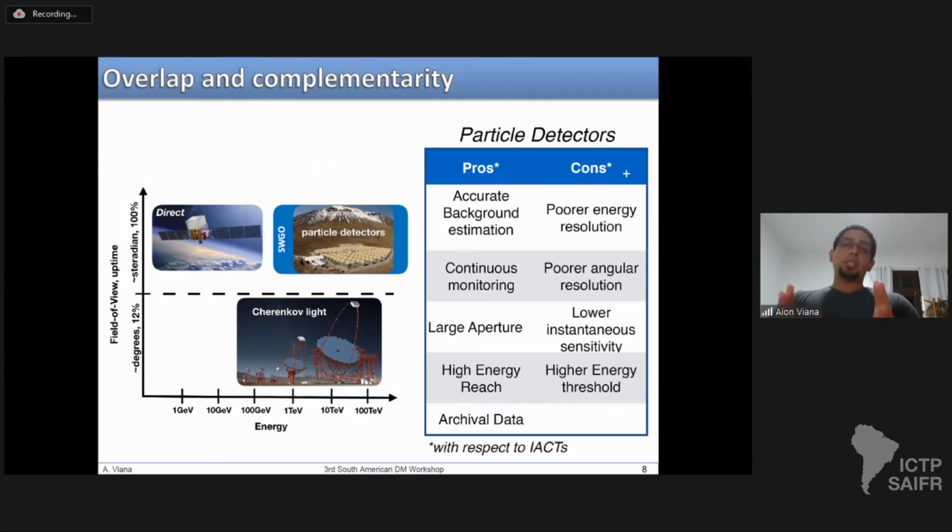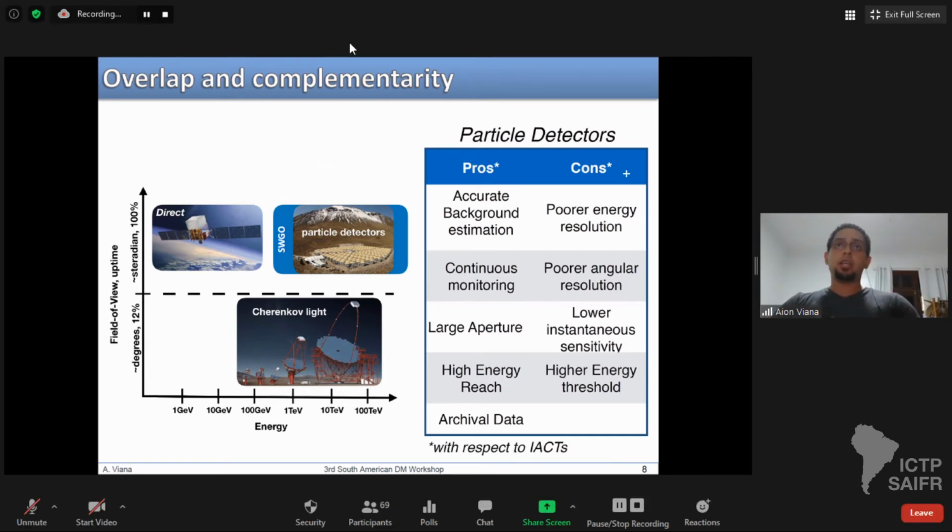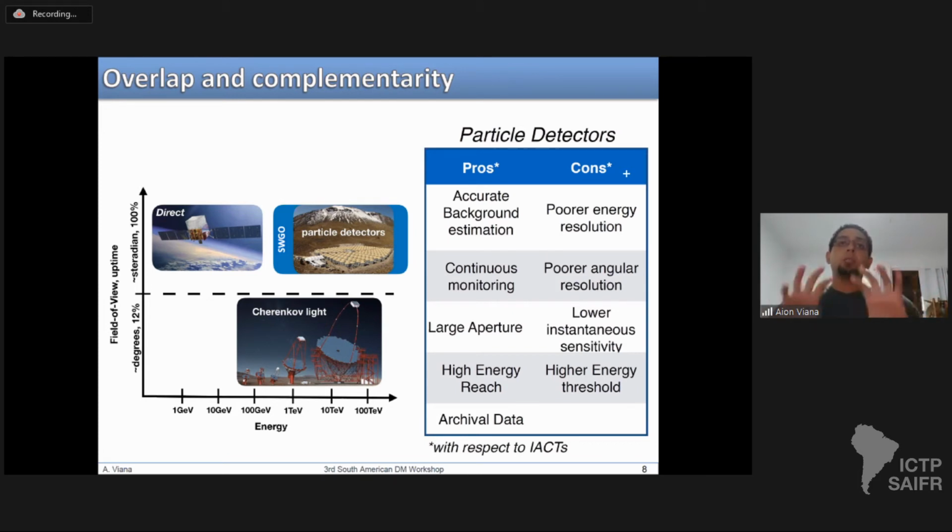Now, there is some overlapping complementarity between all these different techniques. With the satellites, we actually have a very nice complementarity in energy. And with both the particle detectors and satellites, they both detect very wide field areas in the sky, so they have fields of view of the order of a few steradians. And with respect to IACTs, such as CTA, we actually observe more or less the same energy range. But there are some cons and pros between particle detectors and IACTs.